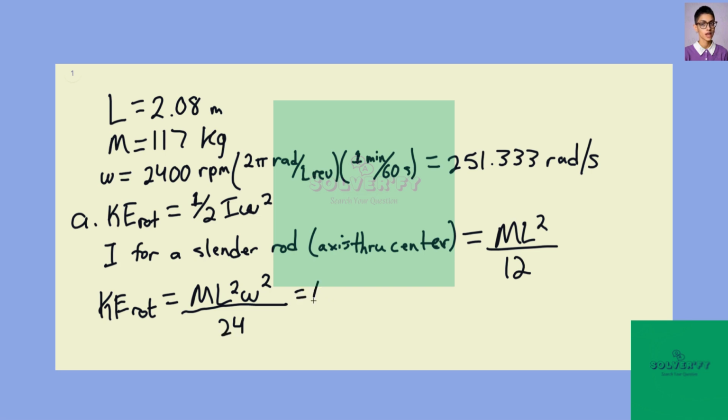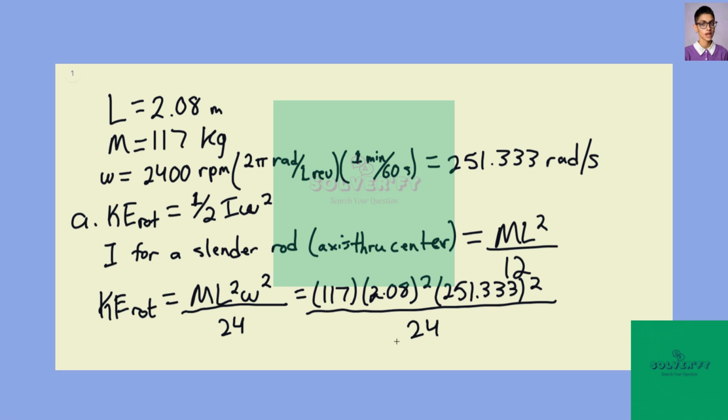And this will be 117 kilograms, 2.08 squared, 251.333 squared, all over 24. And this is going to give us 1.332 times 10 to the 6 joules.